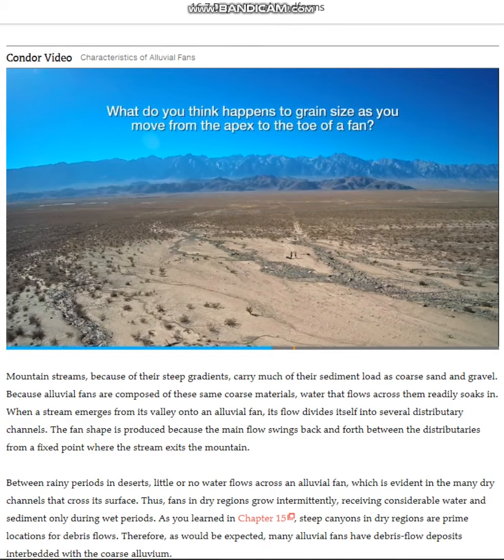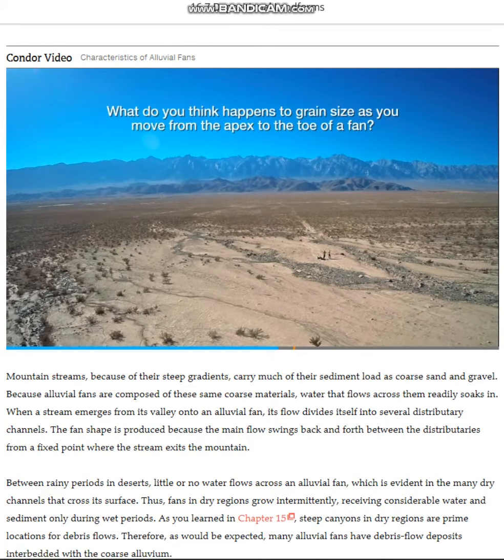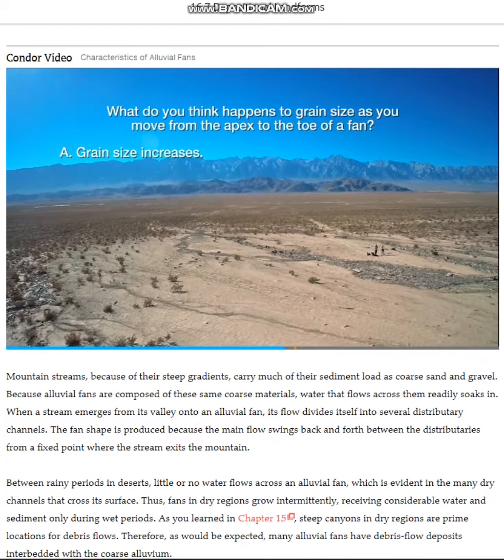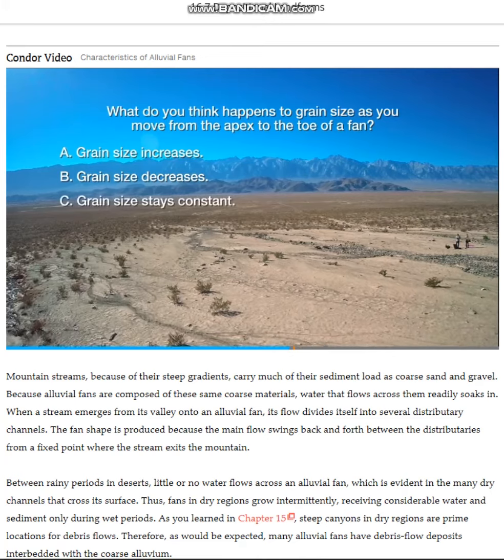With this in mind, what do you think happens to grain size as you move from the apex to the toe of a fan? A. Grain size increases. B. Grain size decreases. Or C. Grain size stays constant.